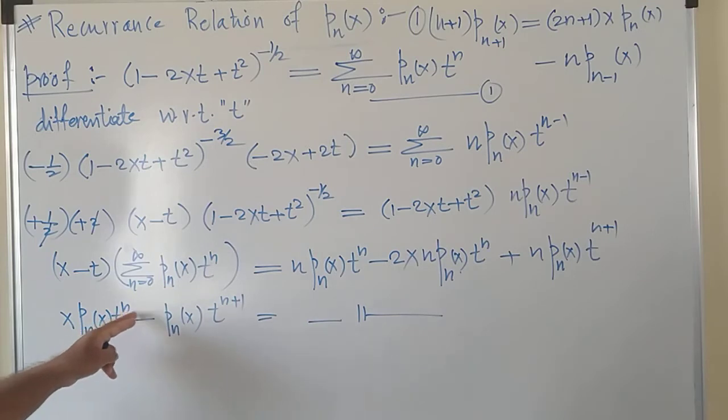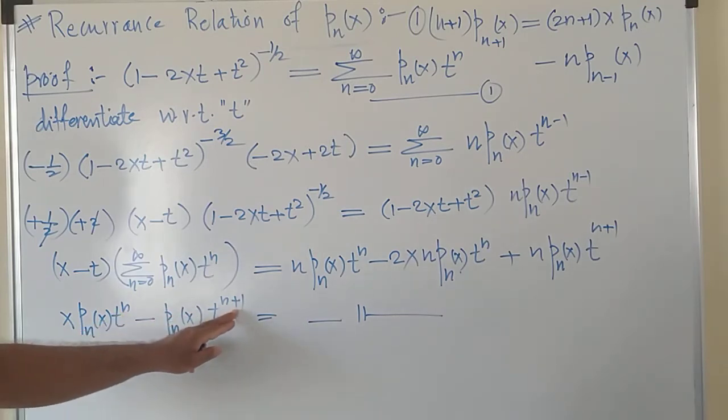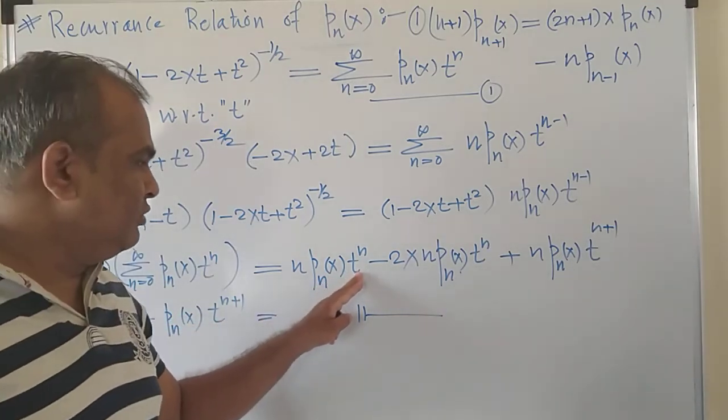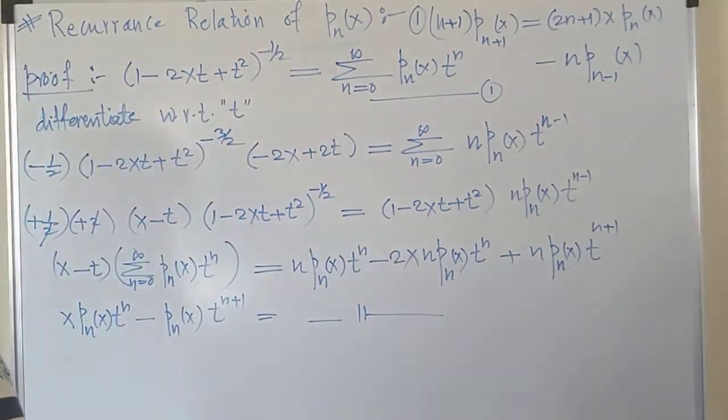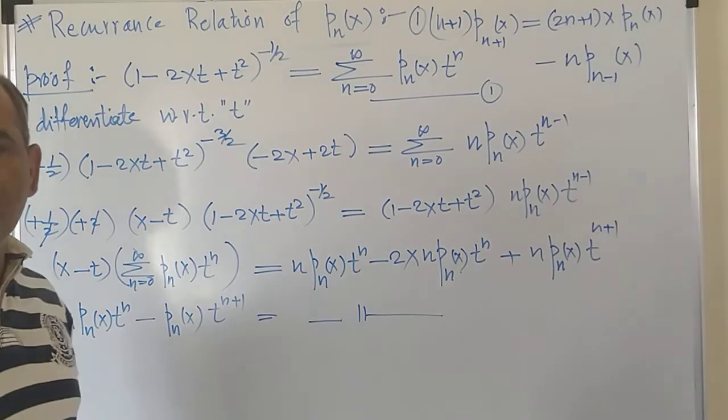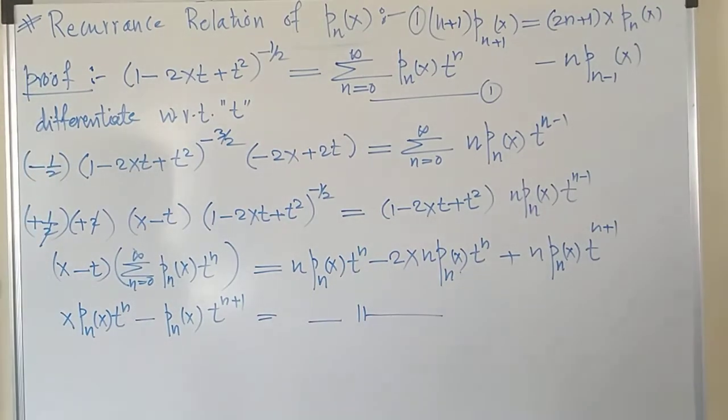So here is t raised to n, here must be t raised to n only, here must be t raised to n, t raised to n and t raised to n, so that it will be taken out common and gets cancelled to each other. Now to do that, we have to put something.